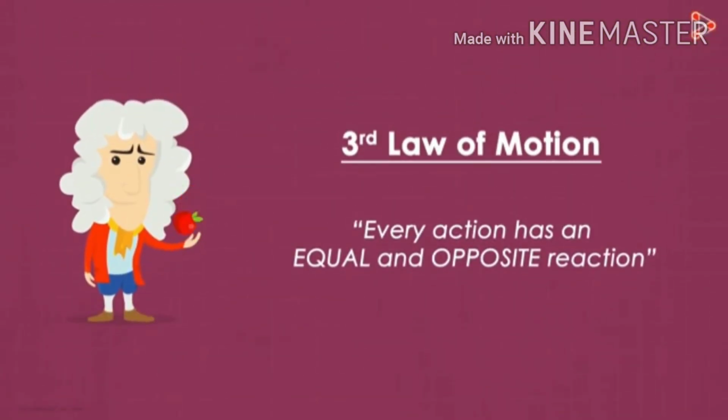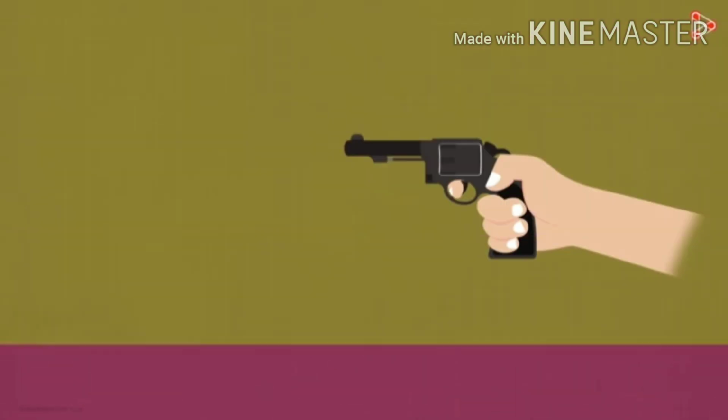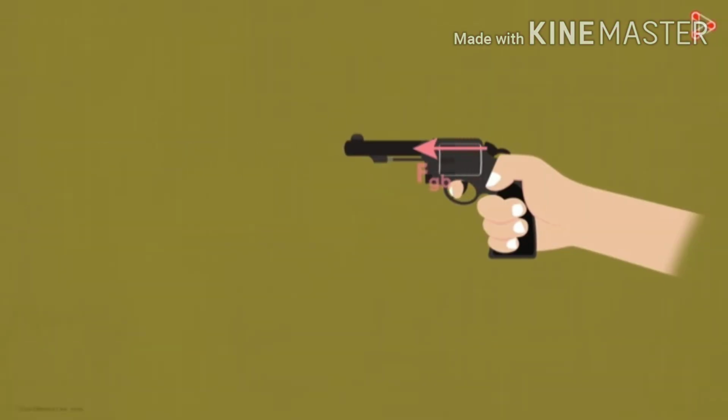We take one last example to understand something very interesting about the third law. What happens when a gun is fired? You're right, it exerts a forward force on the bullet. And the bullet exerts an equal and opposite reaction force on the gun. And this is seen in the recoil of the gun. A perfect example of Newton's third law.